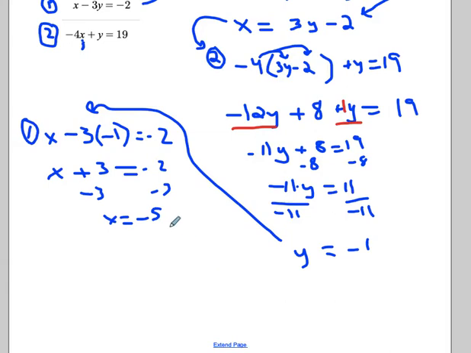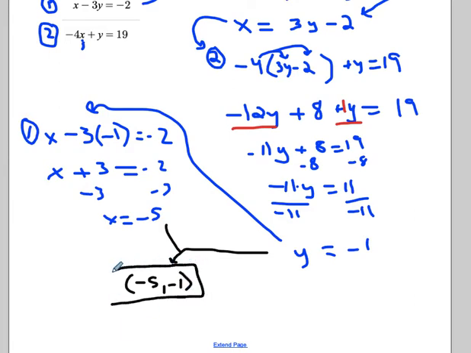So together, these two things come together and they create our point of intersection, right? These are two lines, and where they intersect is at the point where x is negative 5 and y is negative 1. So make sure you always write your answer in order, so it's x comma y.